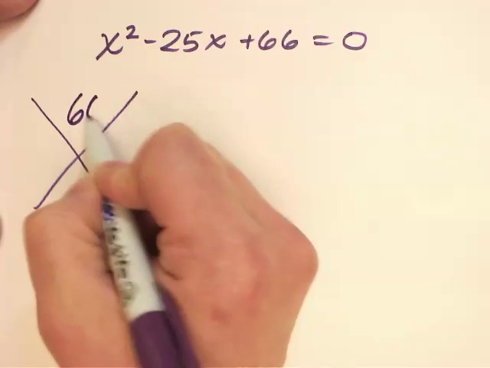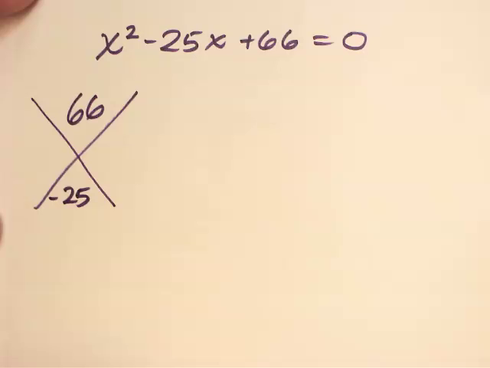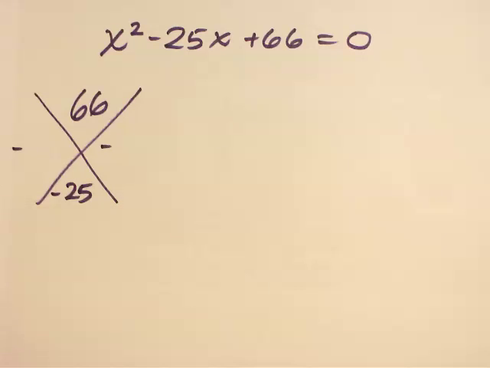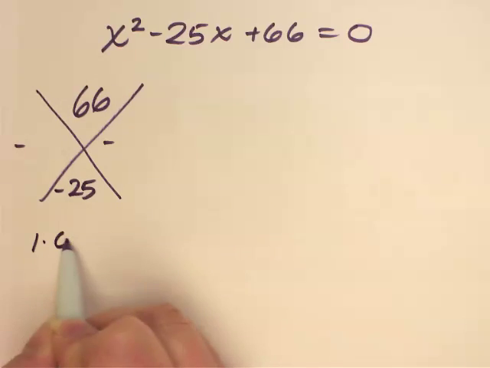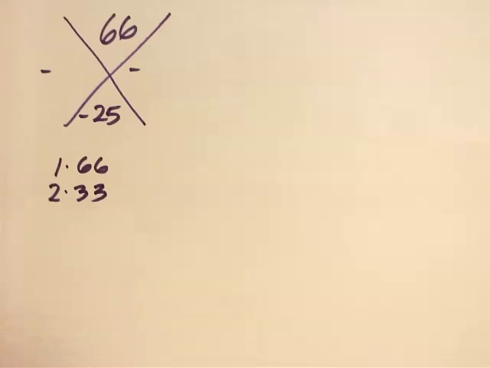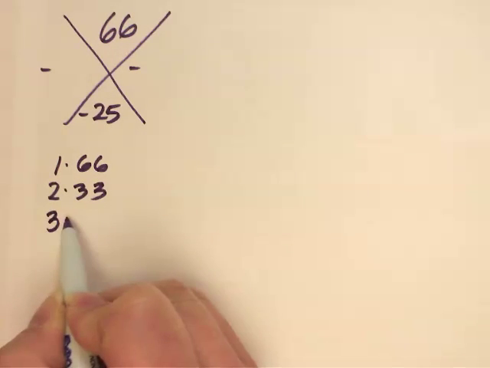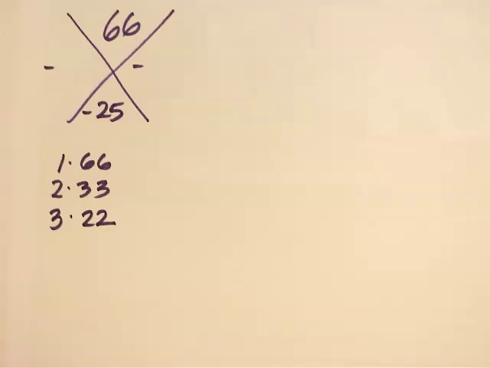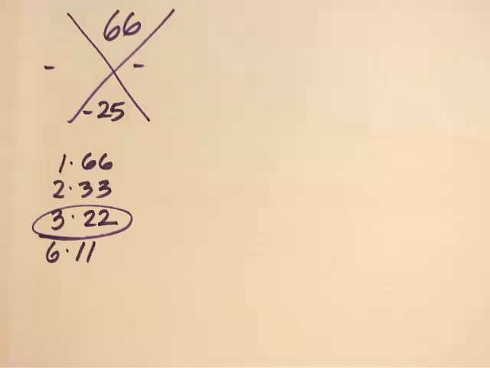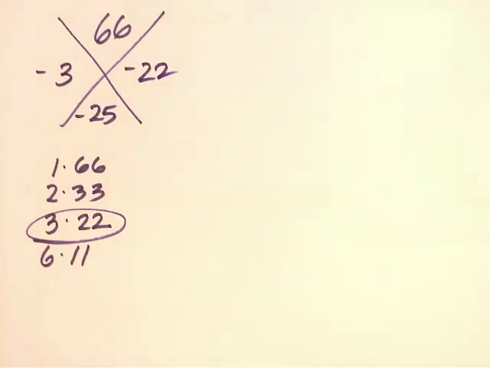So I have 66, and I have a sum of negative 25. Seeing that my product is positive and my sum is negative, I know I'm going to have 2 negatives here. Only a negative times a negative will give me a positive, yet added together will still give me a negative. Okay, so let's start brainstorming. What's 66? Well, I've got 1 times 66. That will not work. I've got 2 times 33. That will not work. What about a 3 times a 22? Hey, isn't that 25? Because my last one, of course, would be 6 times 11, which doesn't work either. So 3 times 22. 3 and 22 happen to be the factors in that one.